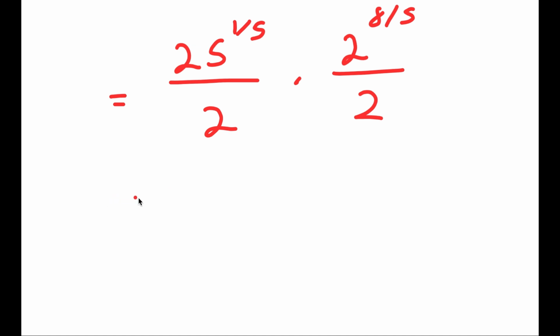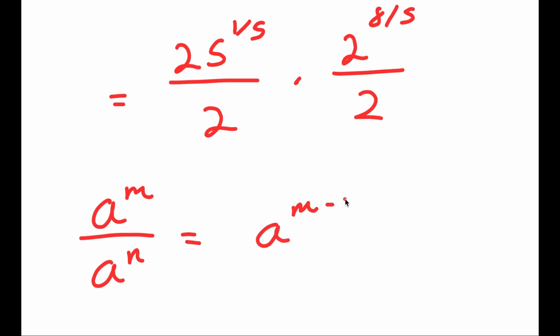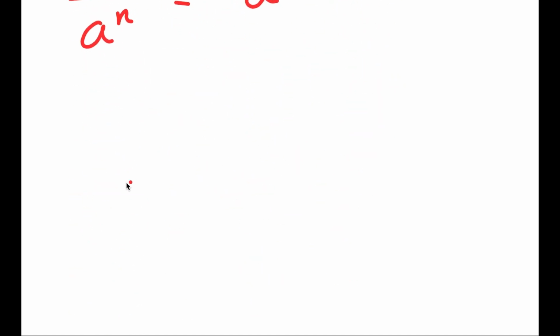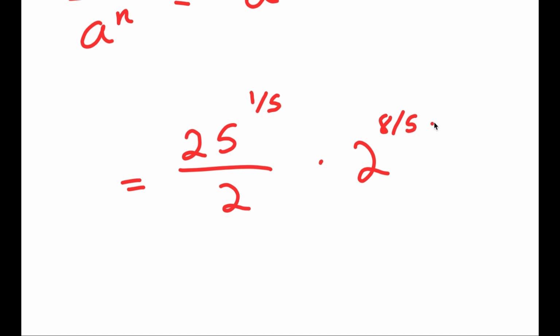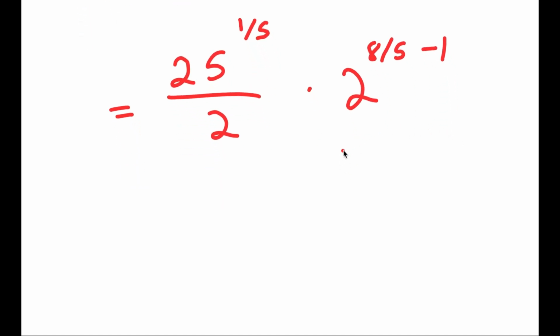Now another property of exponents is that if I have something in the form a to the power of m over a to the power of n, this is equal to a to the power of m minus n. So 2 to the power of 8/5 over 2, which is the same thing as 2 to the power of 1, is equal to 2 to the power of 8/5 minus 1. And that's the same thing as 2 to the power of 3/5.